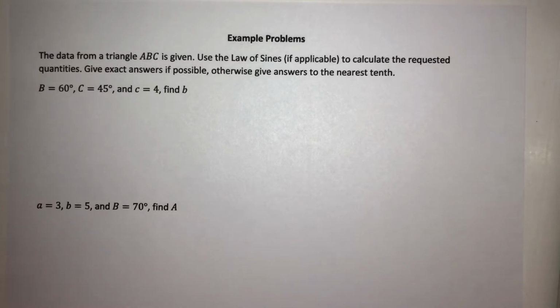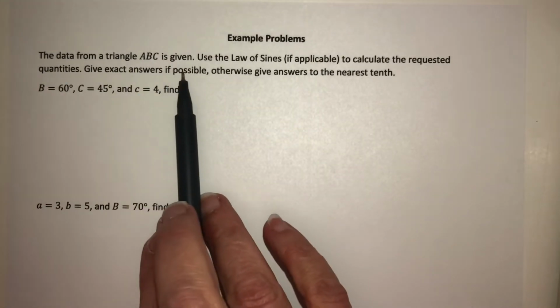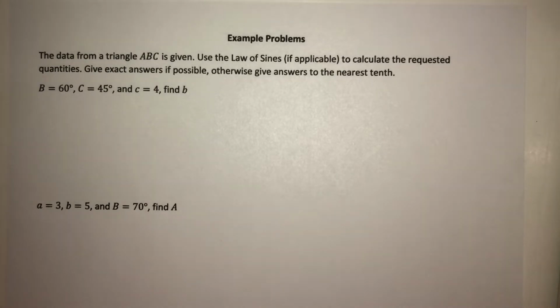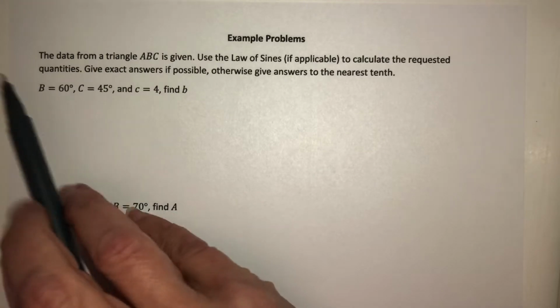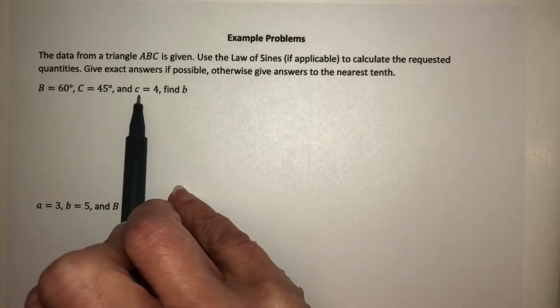This is part 2 of section 6.2, and we're going to do some example problems using the law of sines. Okay, so if we're given the data from a triangle ABC, we're going to use the law of sines if we are able to calculate the requested quantities. Give exact answers if possible, otherwise give answers to the nearest tenth. What we're going to be looking for in order to be able to solve these triangles or find the missing piece is we're going to need an angle and a corresponding side.